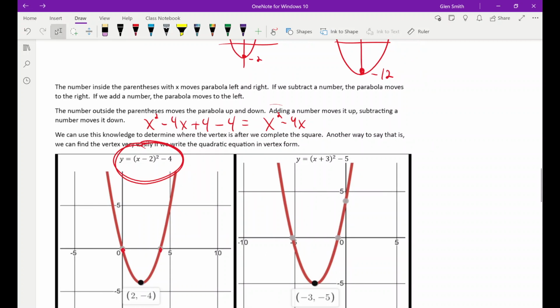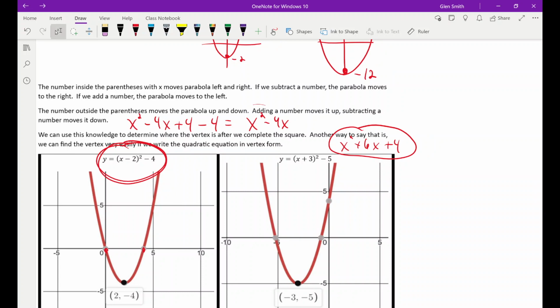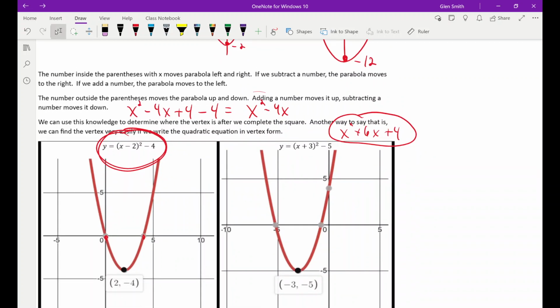All right, but if you square this one out, you would get x squared plus 6x plus 9 minus 5, which is really plus 4. But the numbers in this, they don't tell me where the vertex is. The 6 and the 4 don't tell me that. There's formulas you can learn and memorize and all that good stuff, but I'd rather just put it in vertex form. I'm like, oh, it went 3 left, 5 down. It has to be negative 3, negative 5.